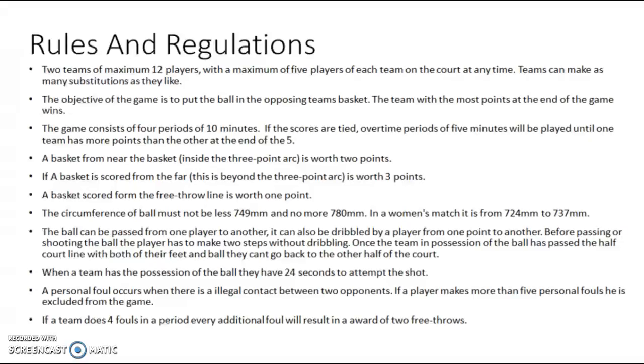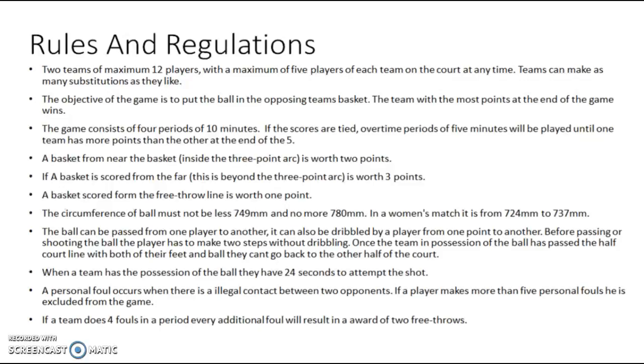Now we're looking at the shooting. How do you score points, and what is the point system? A basket scored from near the basket, inside the 3-point arc, is worth 2 points. A basket scored from far away, beyond the 3-point arc, is worth 3 points. This will be the hardest shot. And a basket scored from the free throw line is worth 1 point. This is when there is a foul and you get a free throw.